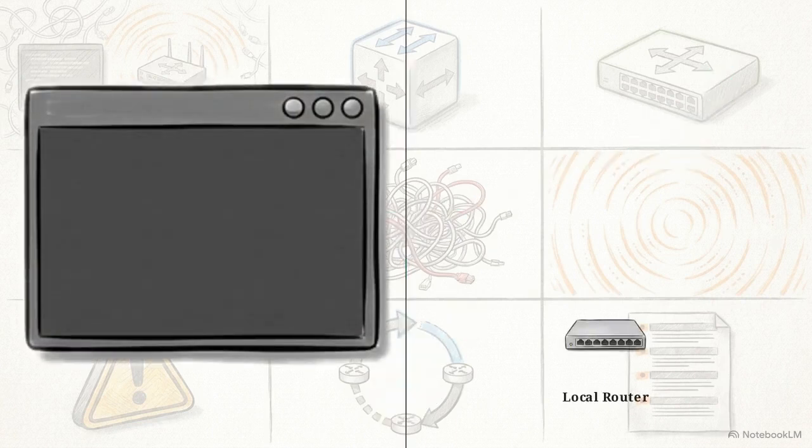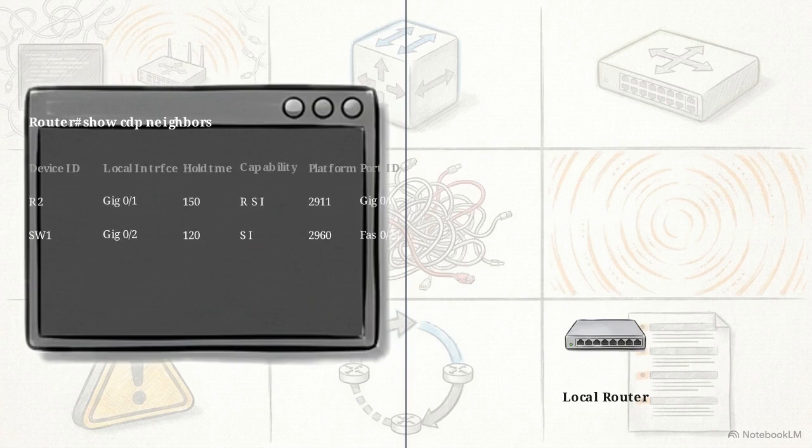Here is a split-screen view showing the command line on the left and our logical network map on the right. By entering the command show CDP neighbors, you instantly pull a list of the devices plugged directly into your hardware. Start by checking the device ID and platform columns. This tells you the hostname of the connected equipment and the exact hardware model you are dealing with.